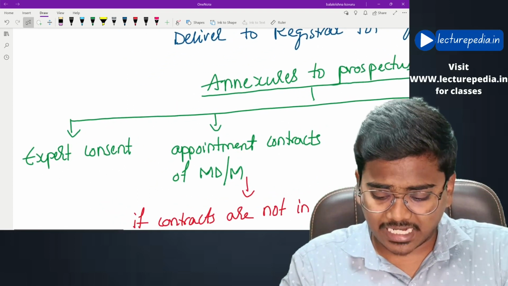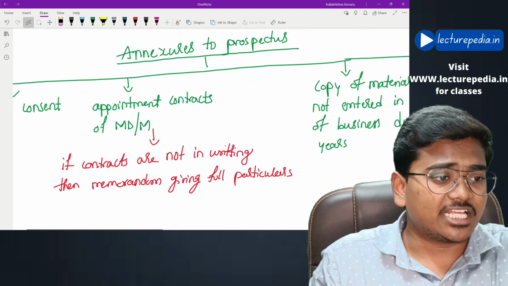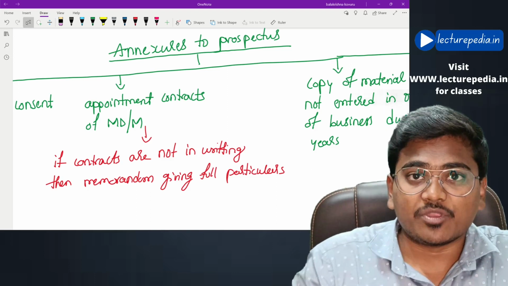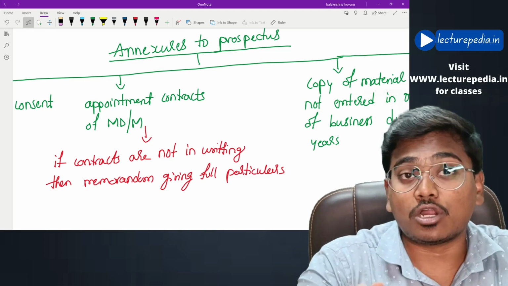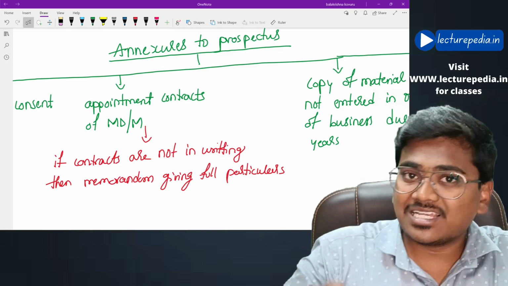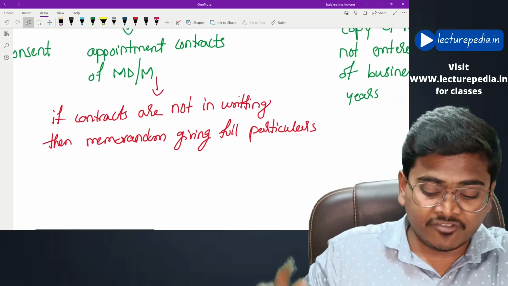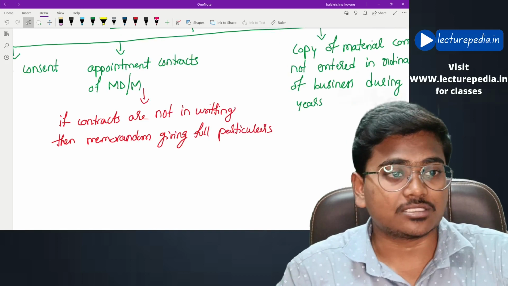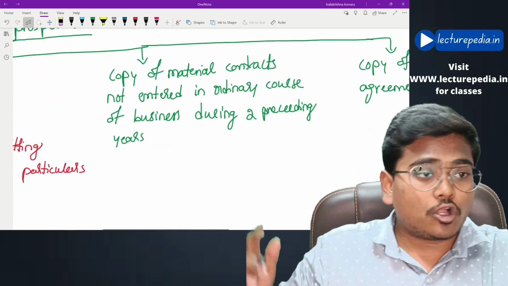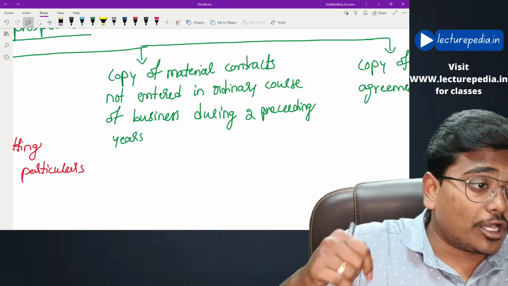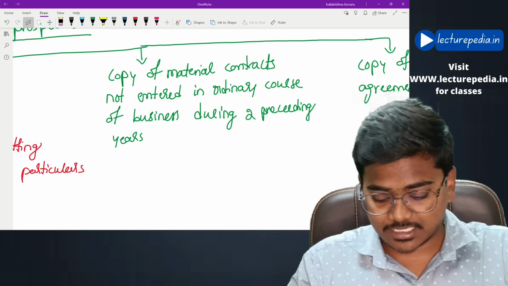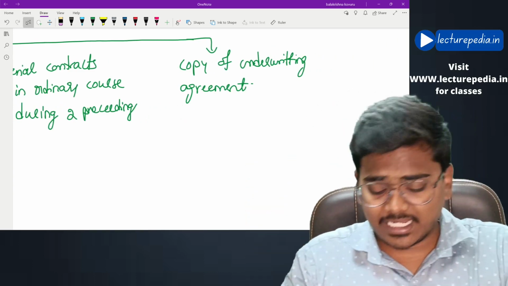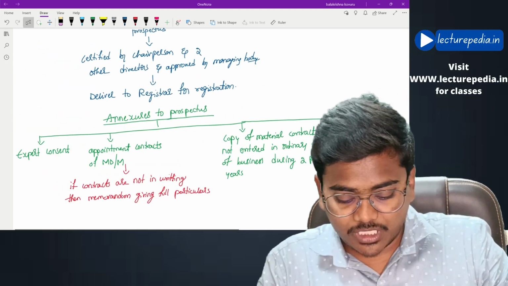Next, annexures to the prospectus. To the prospectus, the following annexures must be given. What are they? The consent given by the expert and contracts of appointment of manager and managing director. Okay, while appointing a manager or managing director, you will be entering into a contract with them. The copy of such contract should be given. In case the contract is not in writing, then a memorandum giving full particulars has to be annexed to the prospectus. And also a copy of material contracts not entered in the ordinary course of business during the 2 preceding years. Even these have to be given as annexures to the prospectus, and a copy of the underwriting agreement. All these annexures have to be given to the prospectus.